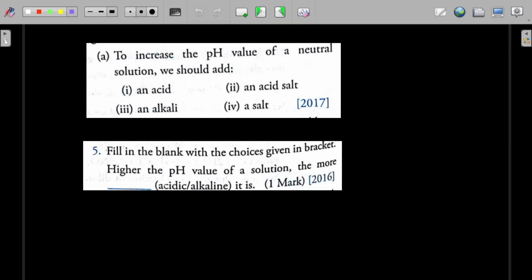Isha, can you tell me the answer for this one? To increase the pH value of a neutral solution, we should add an alkali, because alkali will be a basic solution. So pH we have to increase from above 7, that means we have to add an alkali. Very good.